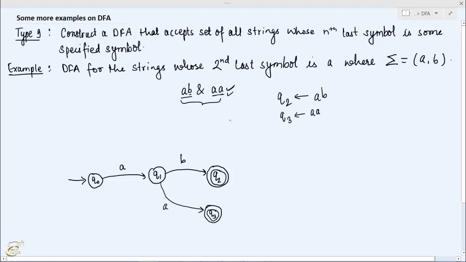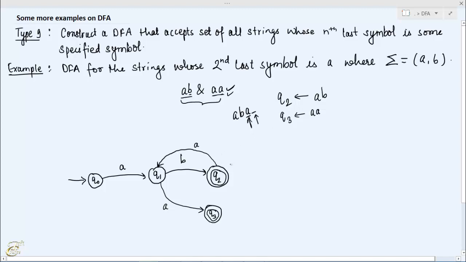Now, what if the machine reads the symbol A in Q2 state? That means reading A after this AB. In that case, we have to further check whether one more symbol, that is either A or B, is present after this A or not. So this checking of the further symbol is performed by using either this transition or this transition. Therefore, reading this A symbol in Q2 state leads to the state Q1.